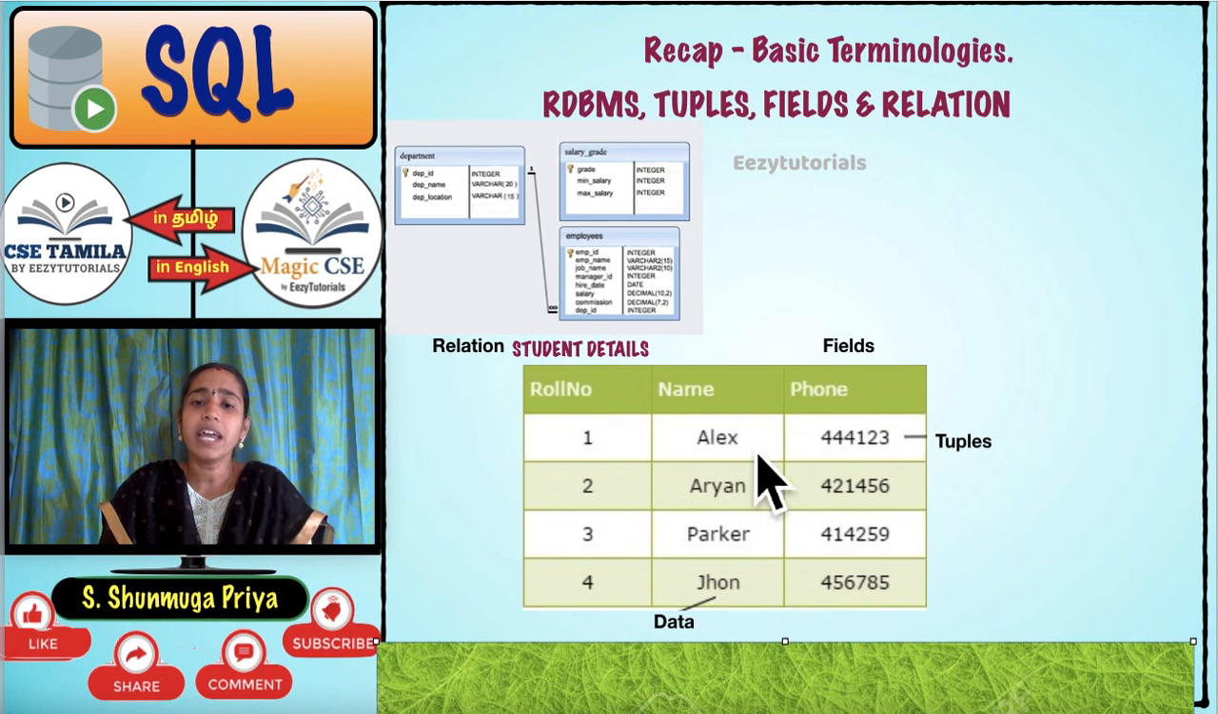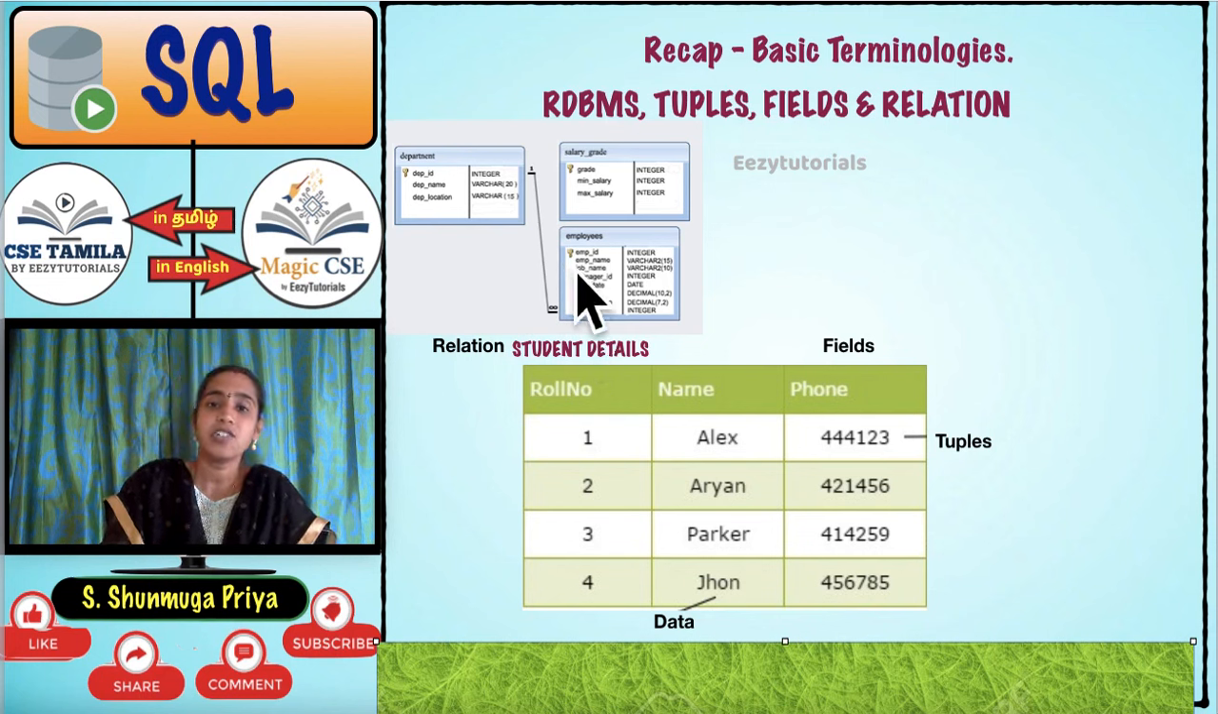Like this, you can have many tables, many relations. Many relations stored together under a single unit, you call that unit a database. So a database will have many relations or many tables. And if the tables are connected by common columns, you call that a relational database.